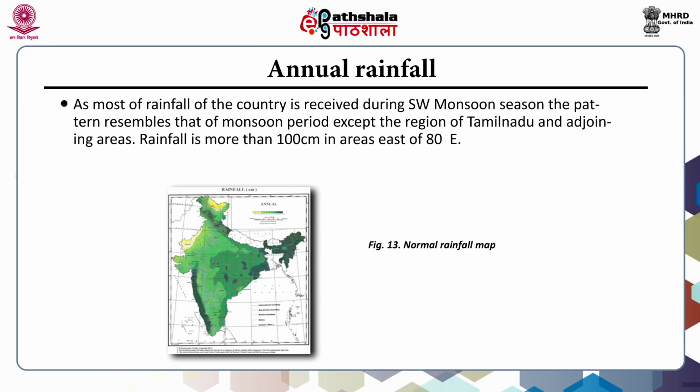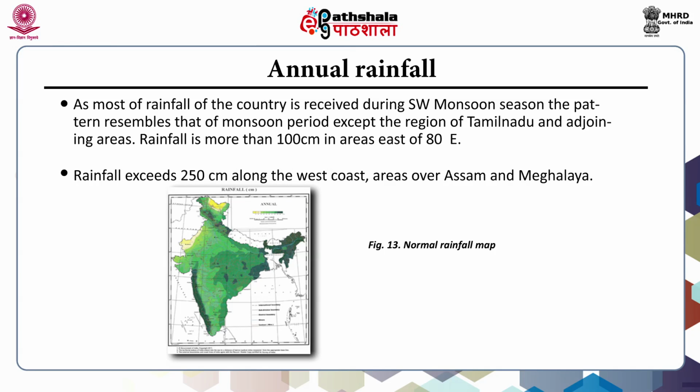As most of the rainfall of the country is received during the southwest monsoon season, the pattern resembles that of the monsoon period except in the region of Tamil Nadu and adjoining areas. Rainfall is more than 100 cm in areas east of 80 degrees east, whereas it exceeds 250 cm along the west coast and the areas over Assam and Meghalaya.